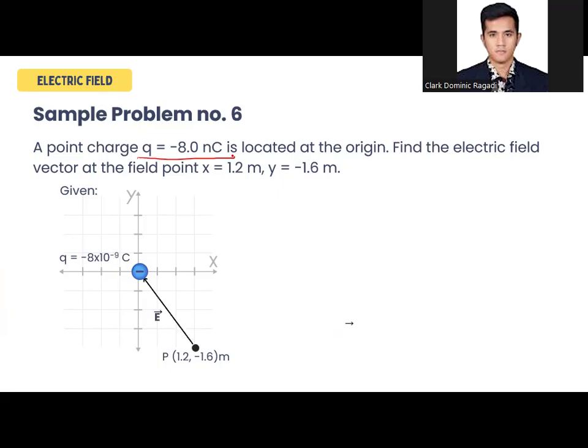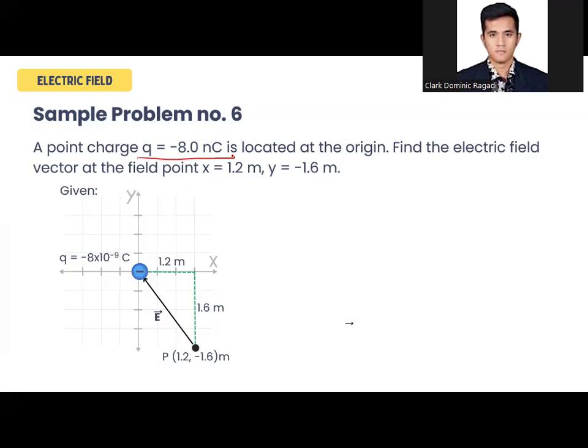Since we are dealing with a negative charge, the direction of the electric field lines is toward the charge, so papasok or towards the negative charge. So this is the direction of our electric field. To solve for the distance, let's look at the x and y components if we draw a right triangle. The distance on the x component is 1.2 meters, and the distance on the y component is 1.6 meters.